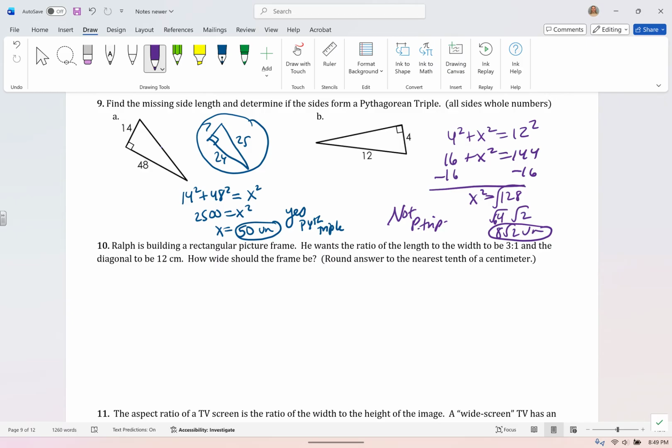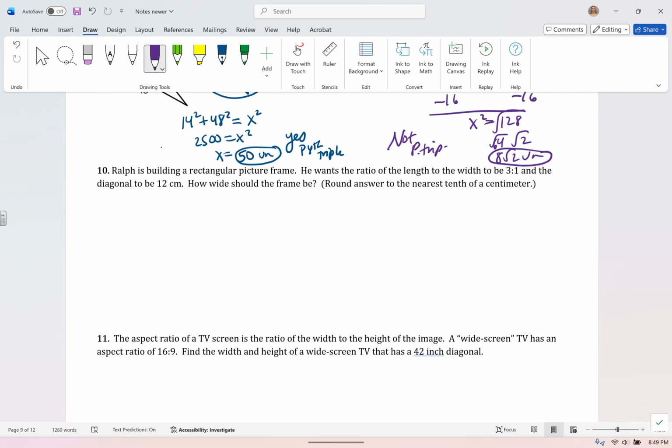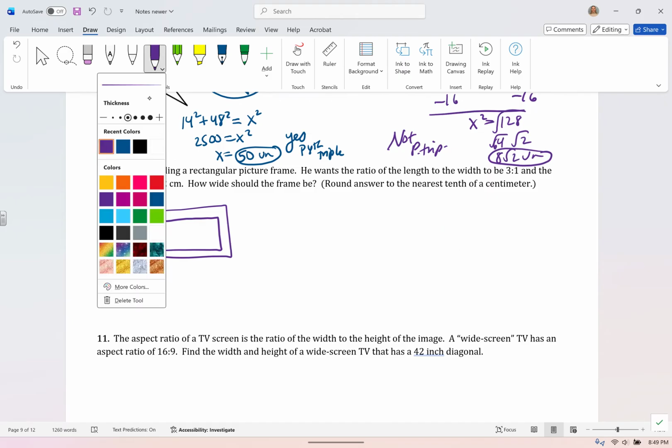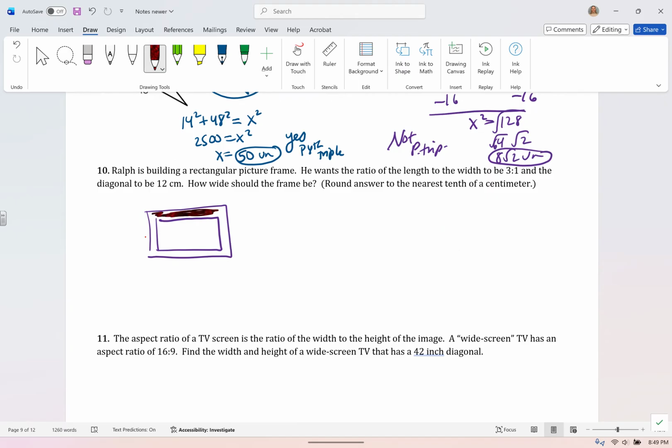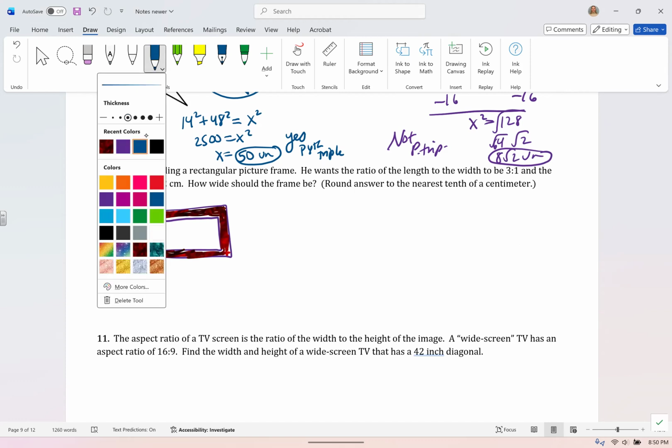Okay. Now, Ralph is going to build a picture frame, so you can dress this up like, hey, he's got a picture frame. And what he wants for his picture frame, can make it kind of fancy. He wants the dimensions to have a certain ratio. Okay. That's quite a groovy picture frame. Anyway, trying to make it kind of cute for you guys. Here we go. So the deal is that if he's going to make this, he wants the length to width to be 3 to 1.